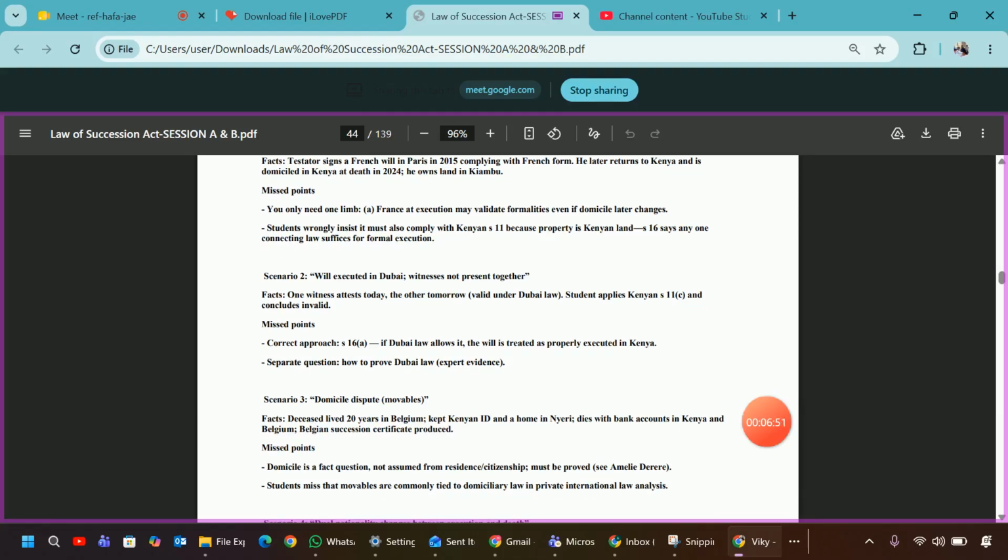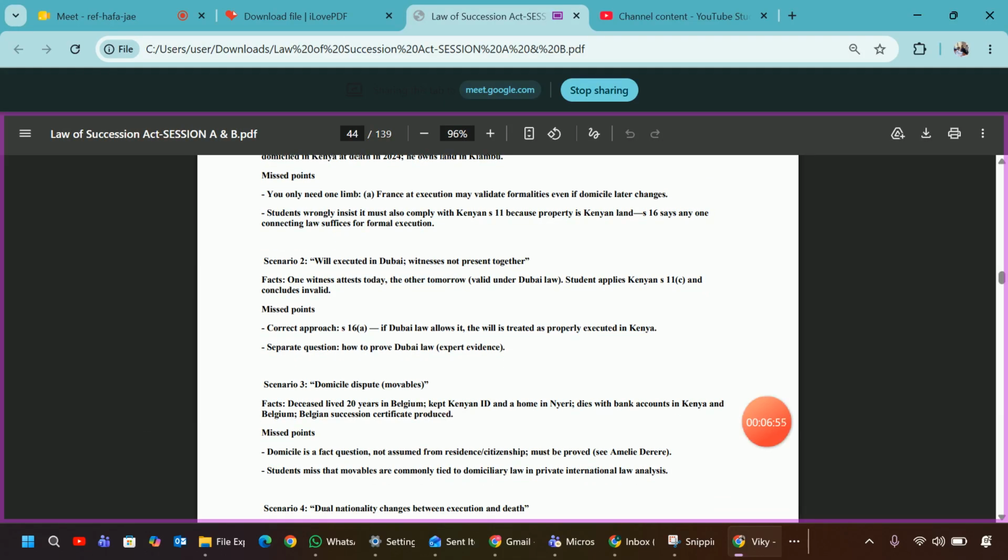Scenario number 2: a will executed in Dubai, witnesses not present together. Facts: one witness attests today, the other tomorrow. This is valid, maybe, under Dubai law. So the student applies Kenyan Section 11C and concludes the will is invalid. The correct approach is that you rely on Section 16A. If Dubai law allows it, the will is treated as properly executed in Kenya. Separate question: how to prove Dubai law?